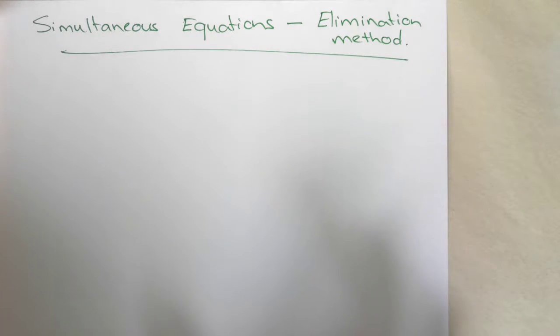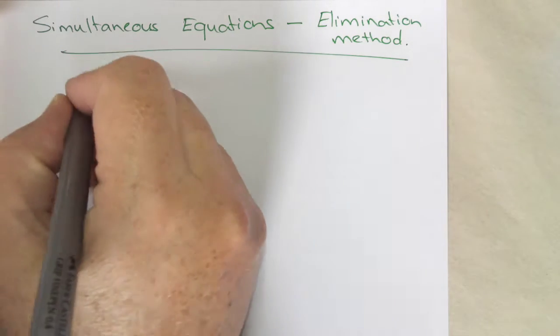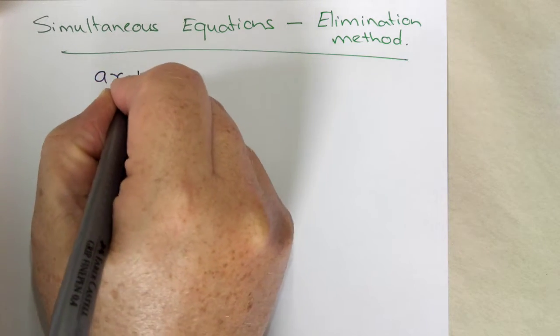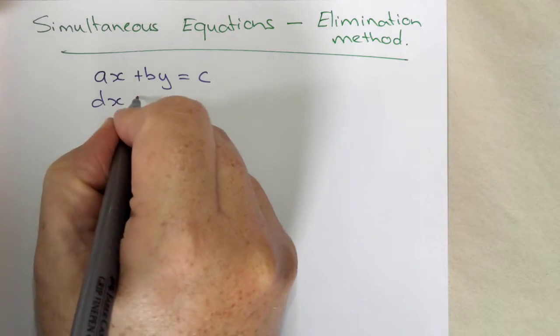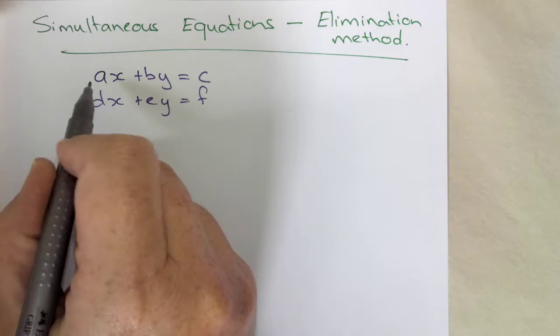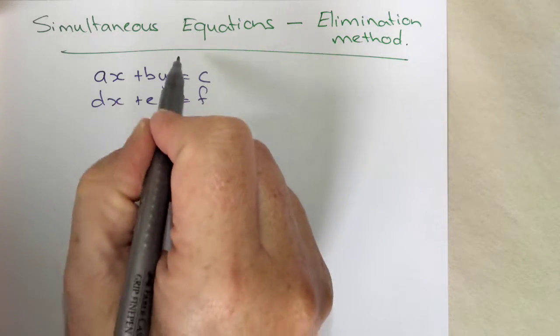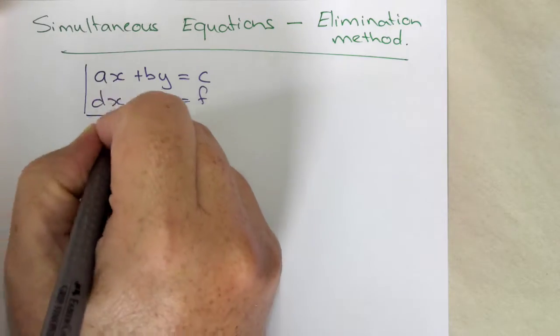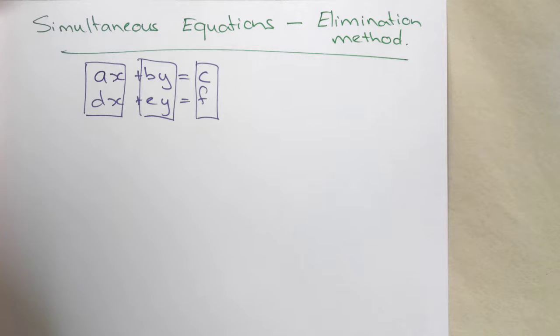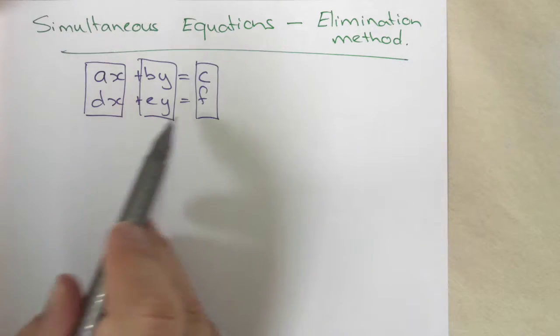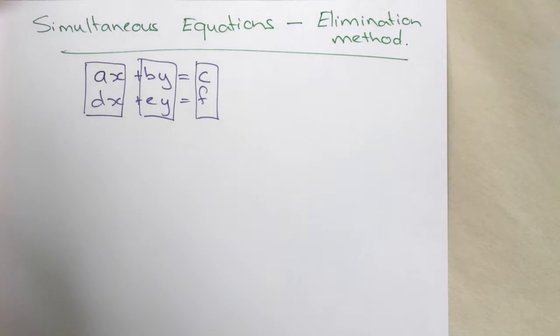So we use elimination when we've got equations with the same structure. That means we have, for example, equations in the form ax plus by equals c, and another equation dx plus ey equals f. If that structure is the same, then the elimination method can be quicker than the substitution method, because that takes more doing to rearrange one of these equations. So let's have a look at example number 1.